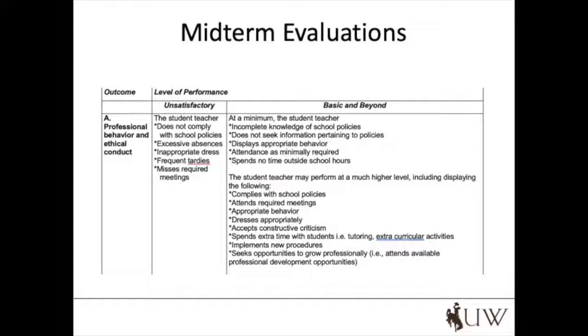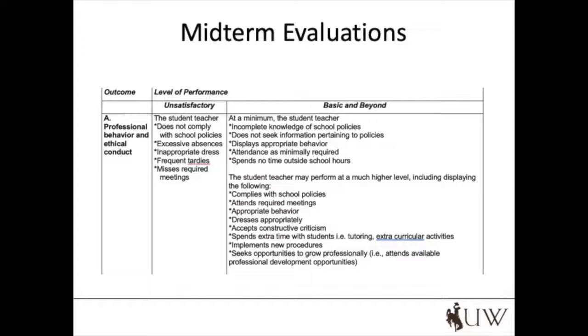To create the 2 levels of performance, we combined the basic, proficient, and advanced levels into one basic and beyond level. And then we kept the unsatisfactory level. Since we are only at the midpoint of the semester, students may only be at the basic level, but that may be appropriate for this time. If, however, the student is unsatisfactory in a category, this is a necessary distinction that the mentor teacher needs to make and an area of growth that we need to identify for the student teacher.